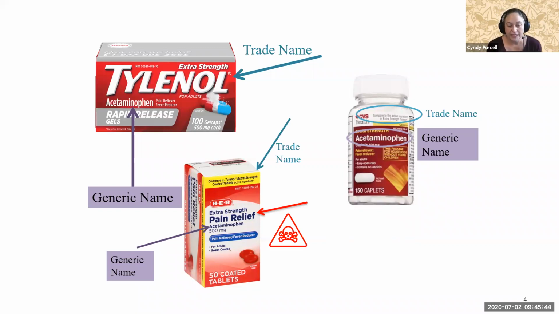This type of marketing is very dangerous to the general public. You can see that the word acetaminophen on the HEB box is much smaller than the word acetaminophen over on the CVS bottle. But what's larger is the words pain relief. You don't see that on either of the other bottles in large print that way.